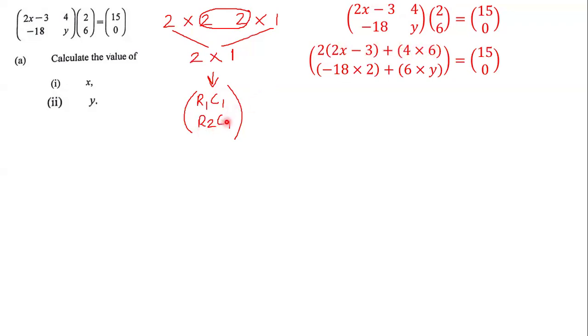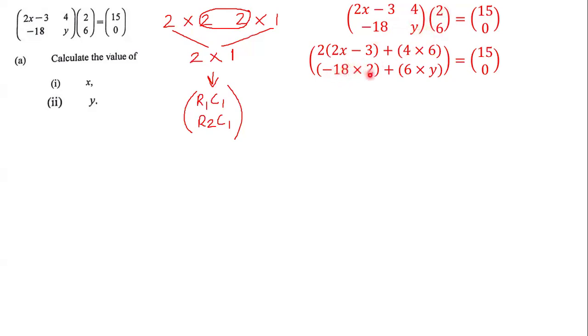Next, according to the formula, we have to take row 2 multiplied by column 1. So you take this row, row 2, multiplied by column 1. It's going to be negative 18 multiplied by 2 and y multiplied by 6. And that's what we have here.